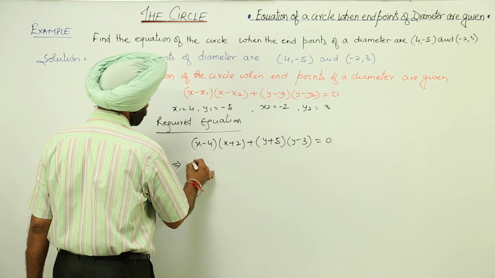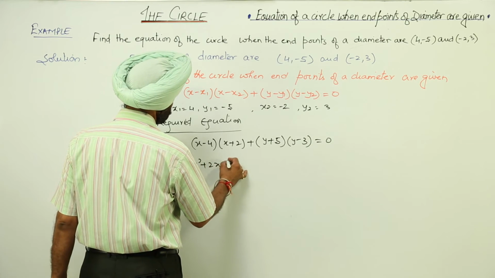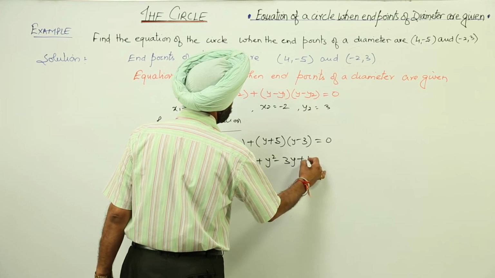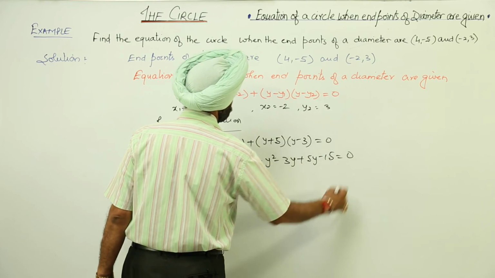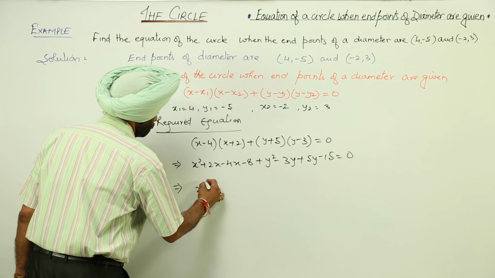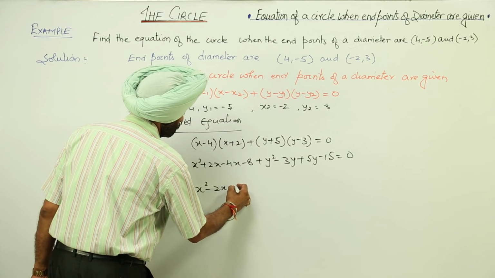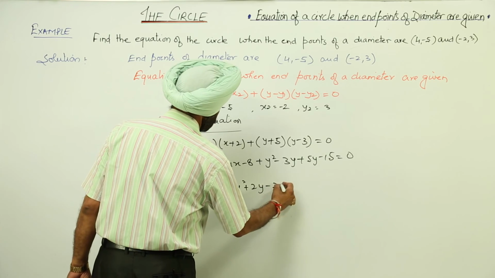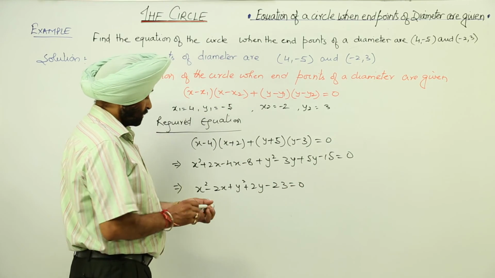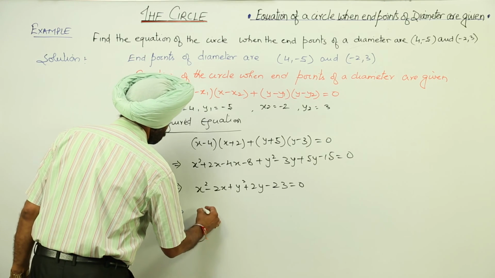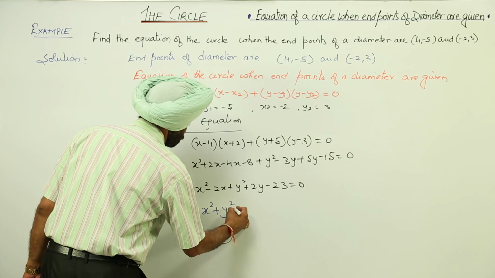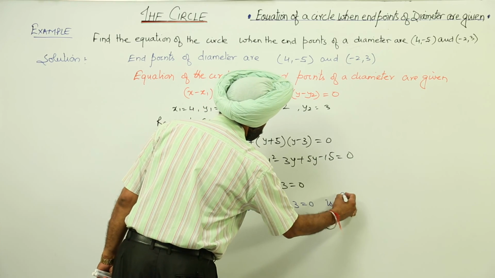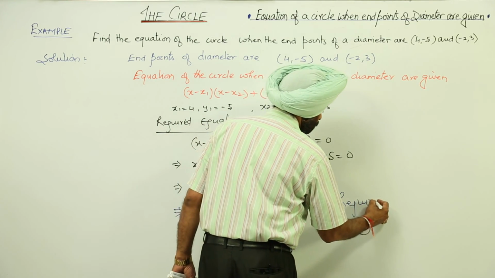Now, on solving, what we are getting? x square plus 2x minus 4x minus 8 plus y square minus 3y plus 5y minus 15 is equal to 0. x square minus 2x plus y square plus 2y minus 23 is equal to 0. x square plus y square minus 2x plus 2y minus 23 is equal to 0 is the required equation.